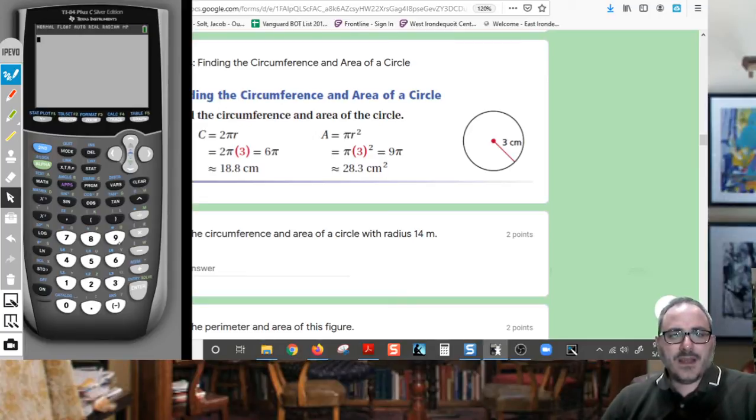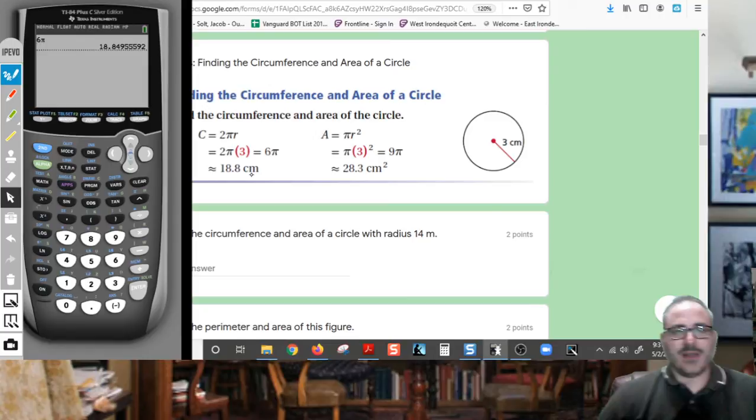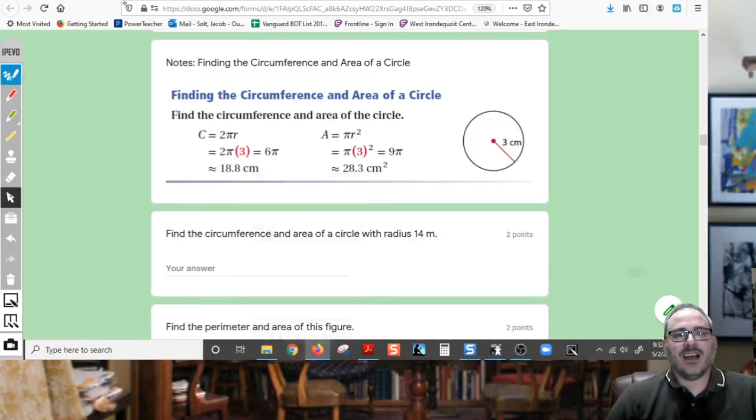So let's try this. 6 times pi. Remember, pi is this little symbol right here, which is equal to 18.8495592. It keeps going, but they rounded it. They saw that there was a 4 here, so they said, well, we'll keep the 8 the way it is. It's just about 18.8. So you kind of see that? This isn't the exact answer. This is the more exact answer. They did a little bit of rounding.